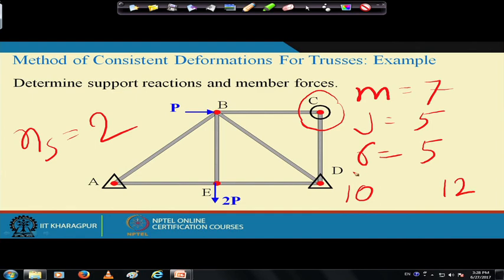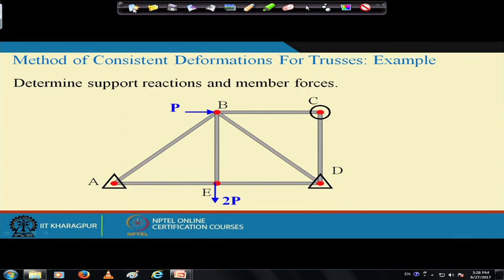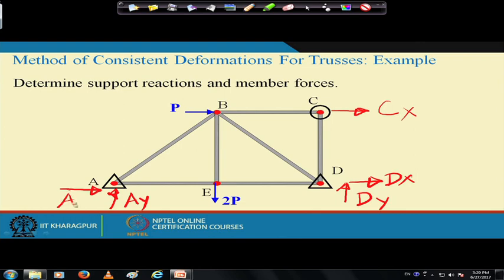So the first step is Ns equal to 2, and the second step is to identify the redundant forces. See, in this case the support reaction is Cx, and in this case the support reactions are Dy and Dx, and in this case the support reactions are Ay and Ax, so a total of 5 support reactions.